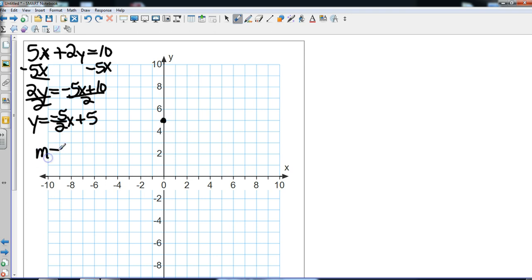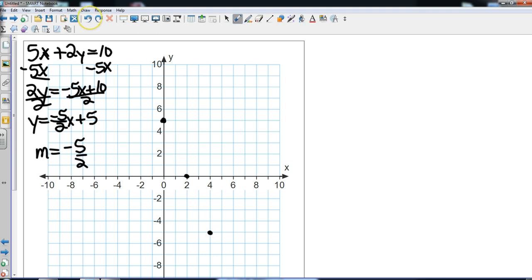What's my slope? Negative 5 over 2. Okay, what does that mean? Down 5 and to the right 2. So down 5, right 2. Now, on some of these, there may only be enough room to put 2 points on there. So if you don't have room for another point, don't worry about it. If you do have room, go ahead and put that third point on there. And that looks just like that.